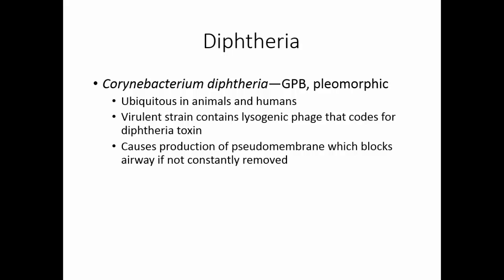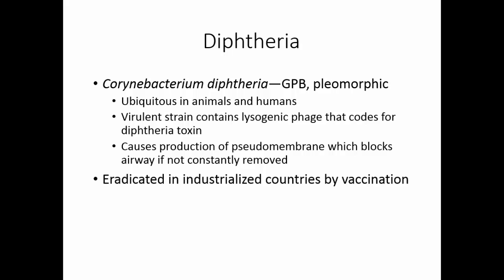This occurs on the back of the throat, and when it gets heavy, it will fall forward and block the airway, so it must constantly be removed. This pseudomembrane is dead cells and fibrin and other materials that kind of clump together into a mat of material. Diphtheria has pretty much been eradicated in industrialized countries by vaccination. There is an antitoxin that can be given to counteract the toxin. The Iditarod has a historical connection with the disease diphtheria.